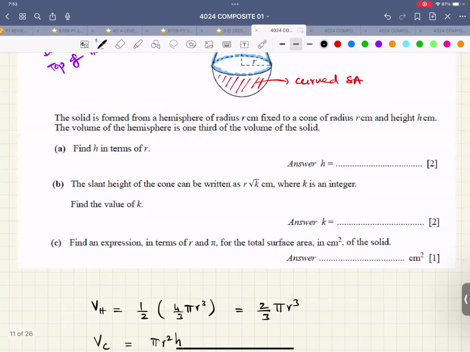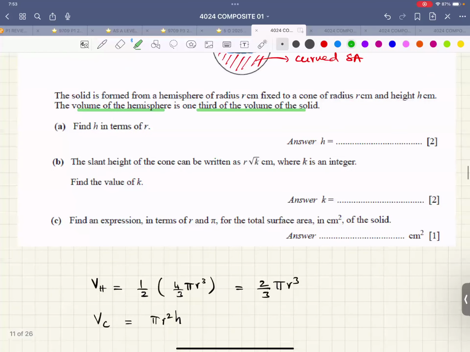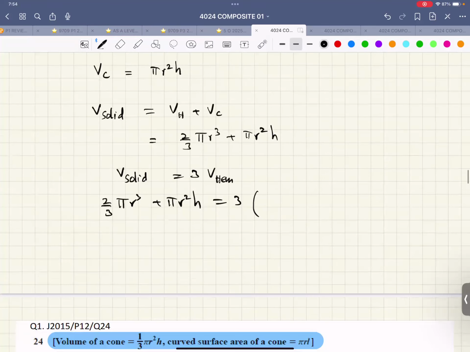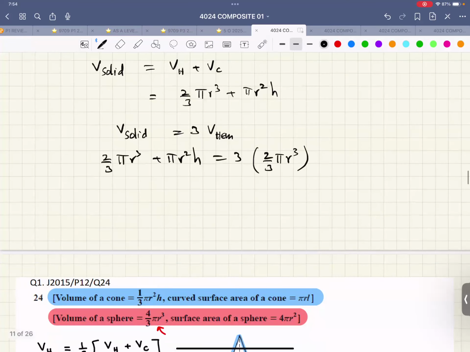Now, if I look at the statement, what does it say? Volume of hemisphere is 1/3 volume of solid. Can I write it this way? Volume of solid is 3 times volume of hemisphere. So volume of solid, 2/3 pi r cube plus pi r square h, is 3 times volume of hemisphere. Volume of hemisphere is 2/3 pi r cube. All good, all clear? So now, first of all, if I take this pi common out, naturally it would cancel out. So let me get rid of all these pi's.